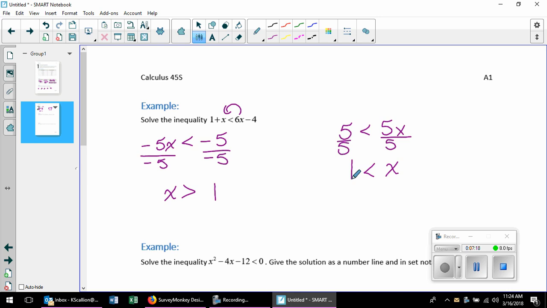And if you look, even though they're written differently, the big nose of the alligator is pointing towards the x on both of them. Okay? So it doesn't matter how you do it, when you're dividing by a negative coefficient, you have to remember to flip your inequality.